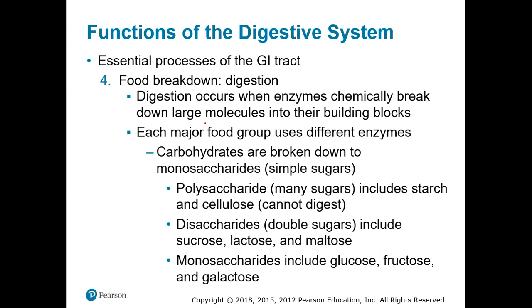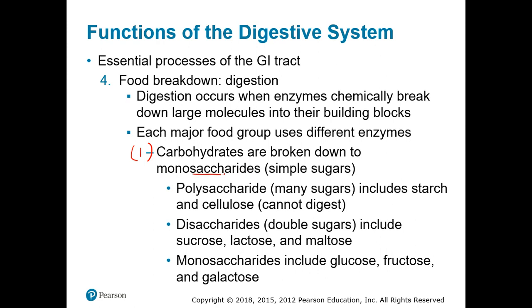The fourth type of food breakdown is digestion. Digestion occurs when enzymes break them down into building blocks. Now, each major food group uses different enzymes to break it down into different building blocks. For example, one, carbohydrates. They are broken down into something known as monosaccharides.